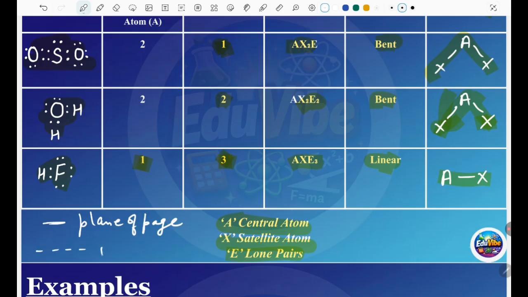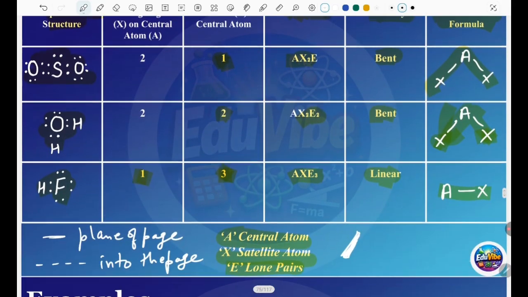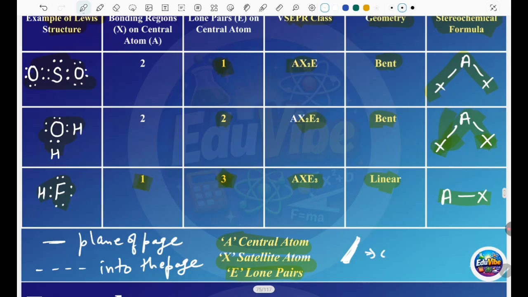If you have a dotted line, it is into the page. So when it goes into the page, it goes like this. And if you have this type of colored part, like in tetrahedral or triangular pyramidal, this line is called out of the page. So you just have to know these three things to make the stereochemical formula. But this is easy. If you made the VSEPR class, you can tell what the geometry is and how we make that geometrical formula.